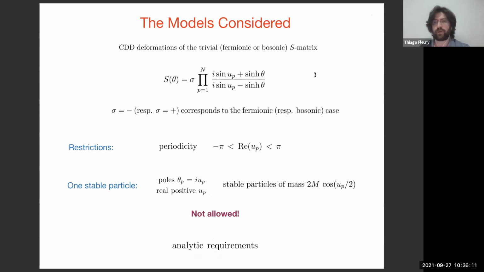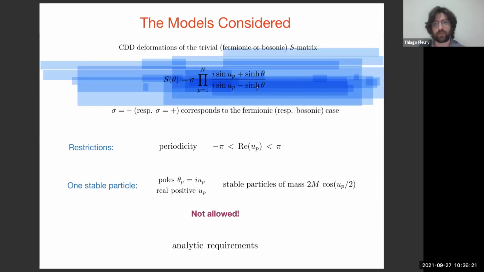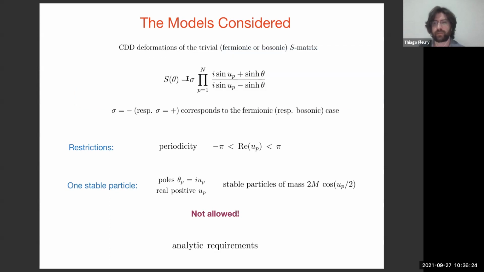So okay, what models will I be considering in this talk? I will be considering S-matrices deformed by the CDD factors here. I start with some trivial S-matrix given by sigma here that corresponds to the fermionic and bosonic cases. And then I will multiply several of the CDD factors. So I will deform this free S-matrix by CDD factors. And of course, these parameters here are not completely general.